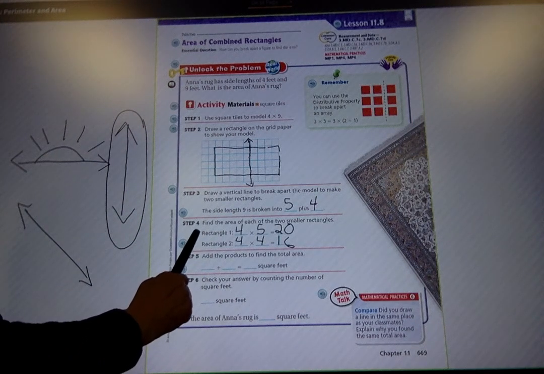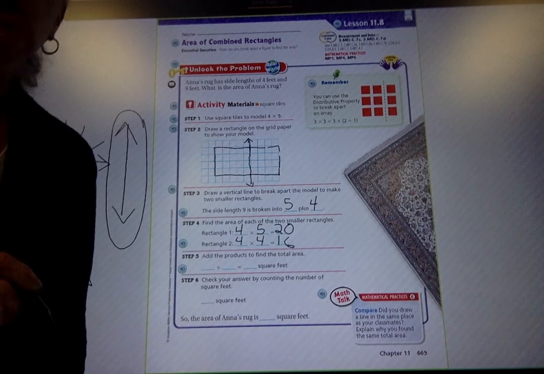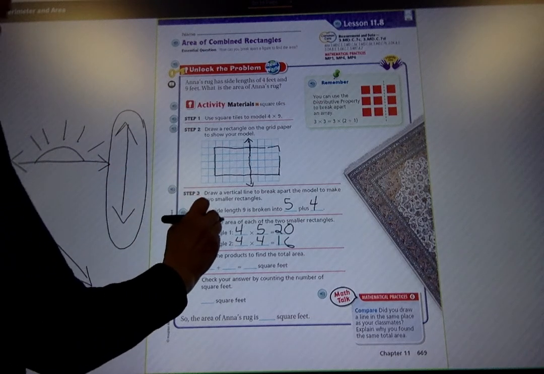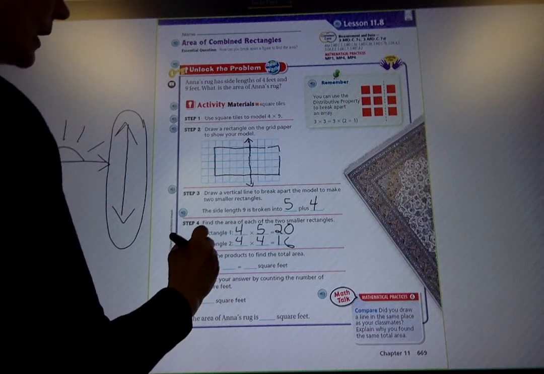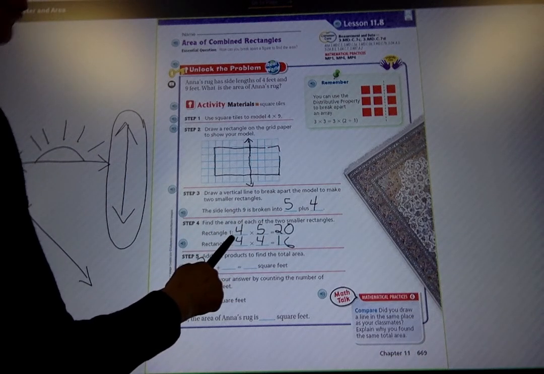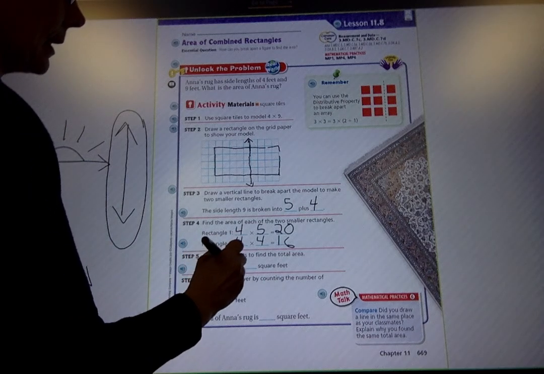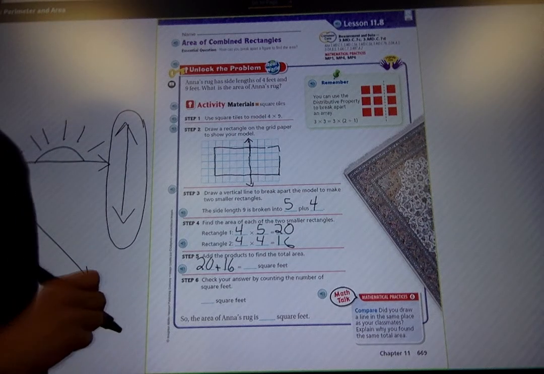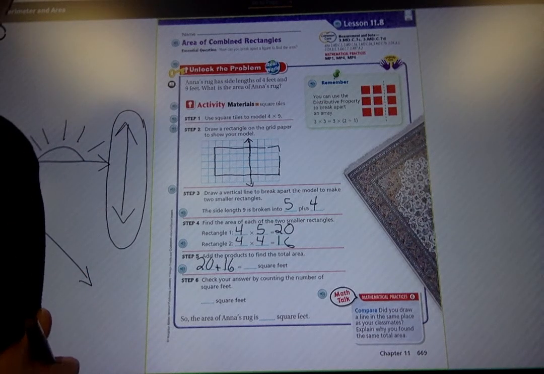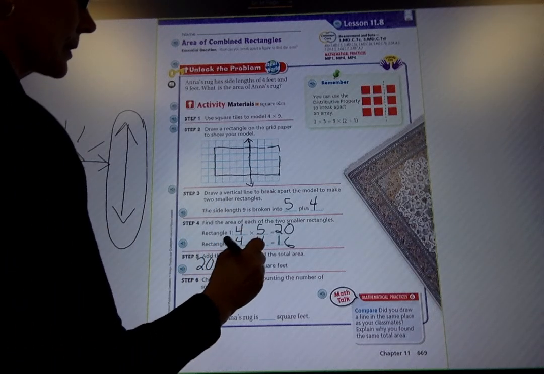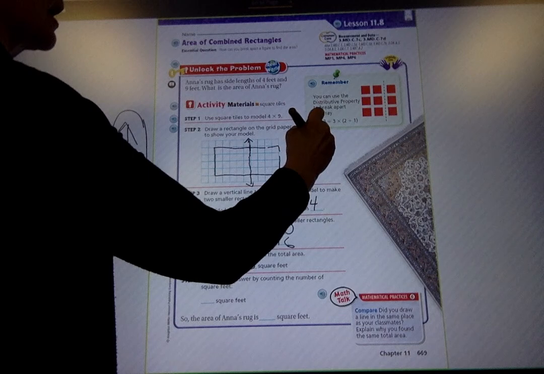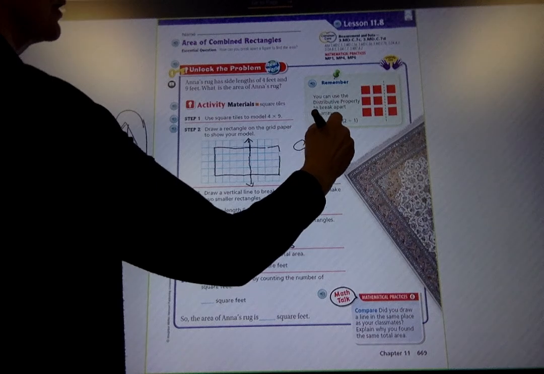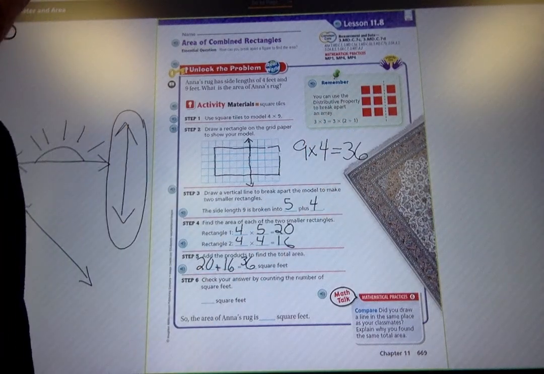So now it says add the products to find the total area. We know that the product is the answer to a multiplication problem. So the product of 4 times 5 is 20. And the product of 4 times 4 is 16. And it says add those. So you see our addition sign. 20 plus 16, 20, 30, and 6 more, 36. Didn't we say 9 times 4 is 36? We know that.